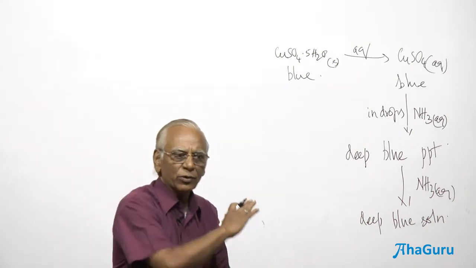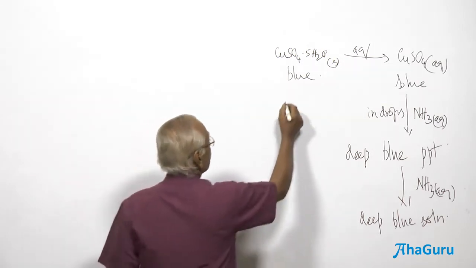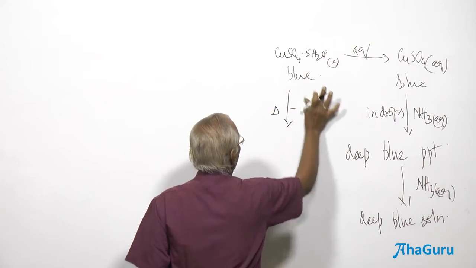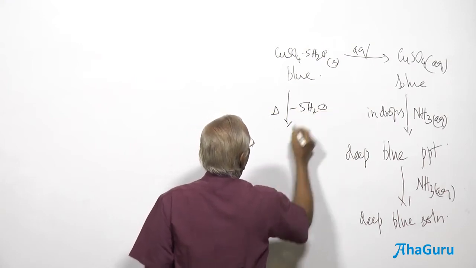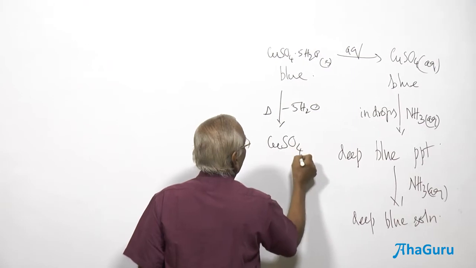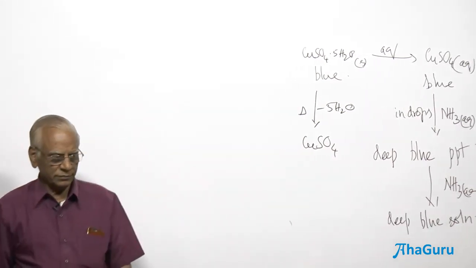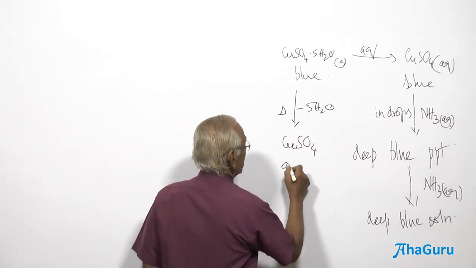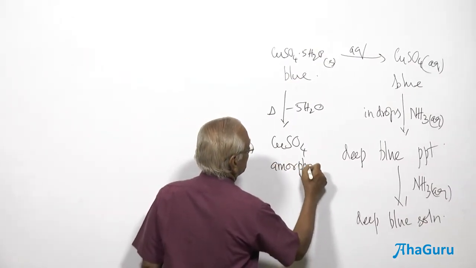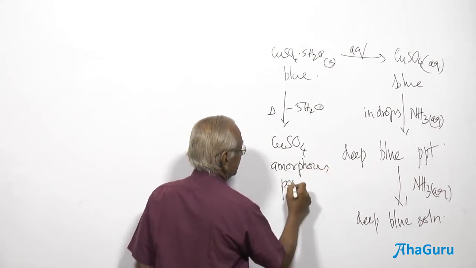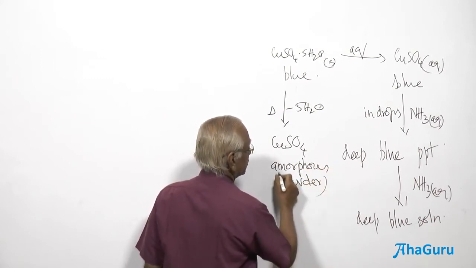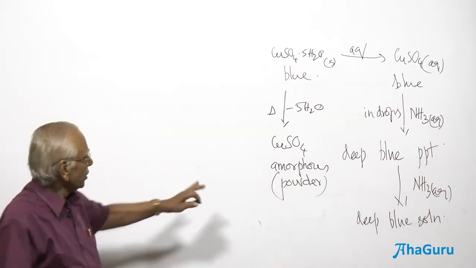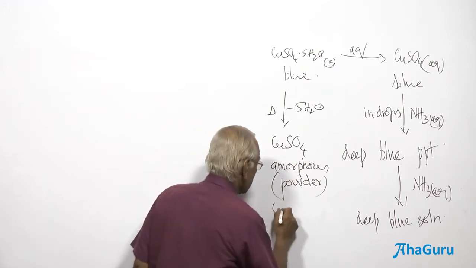The moment you remove the 5 molecules of water, you heat it. I can remove the 5 molecules of water, 5H2O. Then it becomes CuSO4. It's called anhydrous copper sulfate. Not only are they responsible for the crystal, it's going to be amorphous. Amorphous means powdery nature. Therefore, this is going to be colorless.